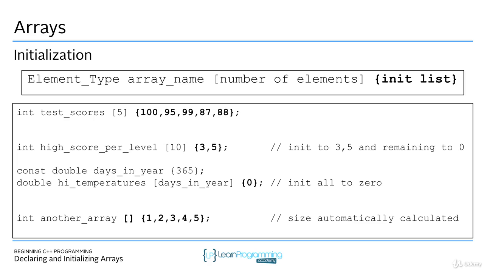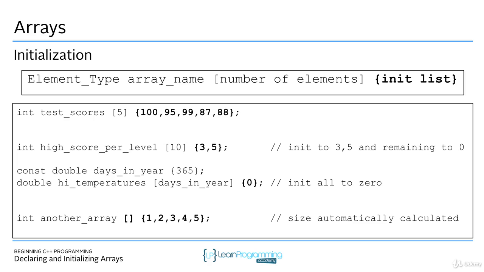In the second example, you see that we declared an array named high scores per level of 10 integers, but we only provided two values in the initializer list, 3 and 5. In this case, the first two elements of the array are initialized to 3 and 5 respectively, and the remaining 8 array elements will be initialized to 0. In the third example, all of the elements of the array high temperatures are initialized to 0. This is a very handy initializer that's used very often.